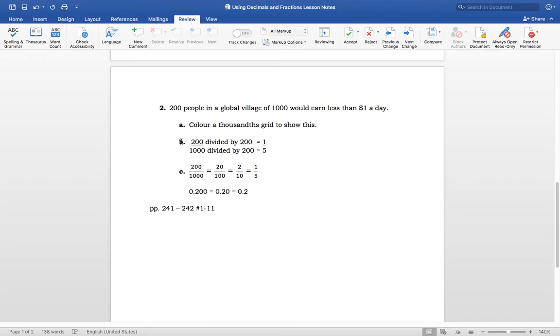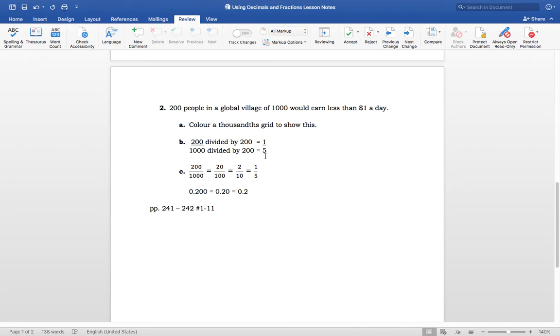Well, I can't really show you on the diagram so much, but I can show you here. 200 out of 1,000, if we divide both numbers by 200, well, 200 divided by 200 equals 1. 1,000 divided by 200 equals 5. So these are equivalent fractions. So 200 over 1,000 is equal to 1 over 5.